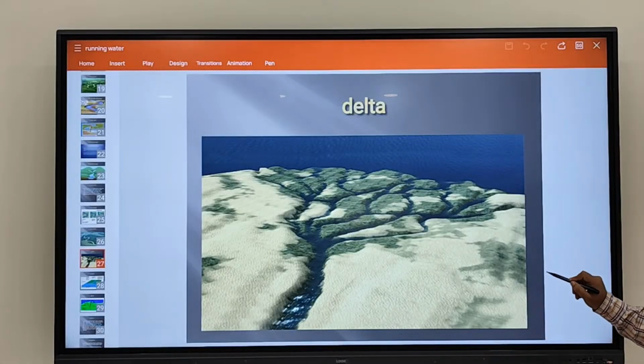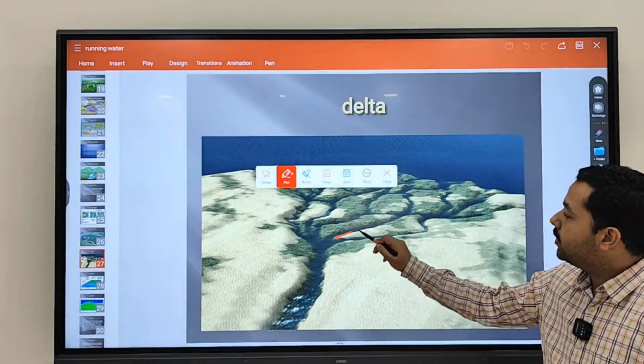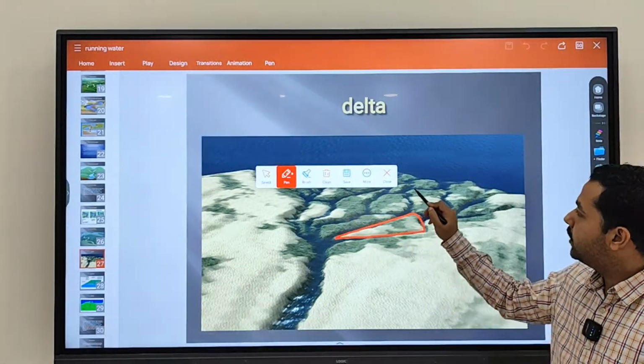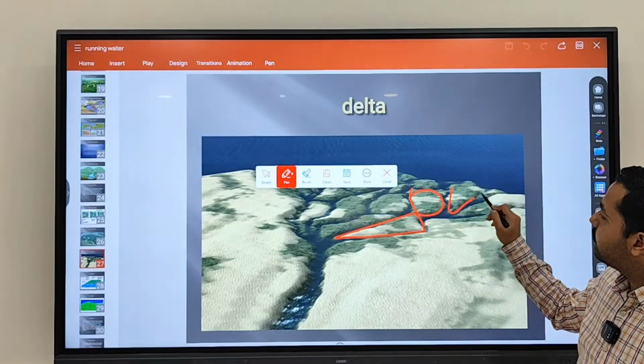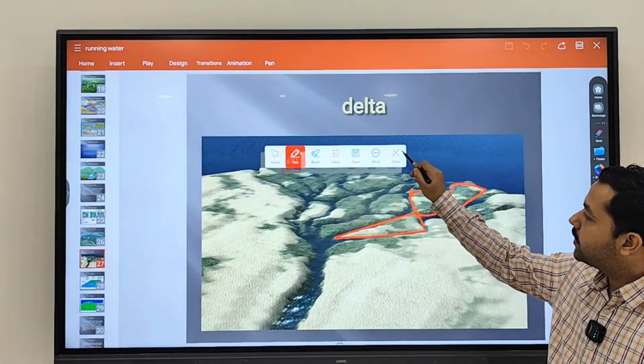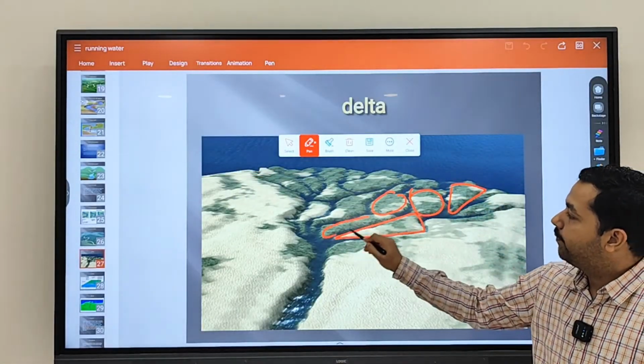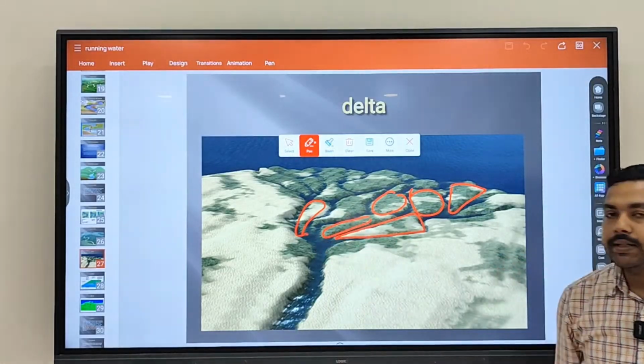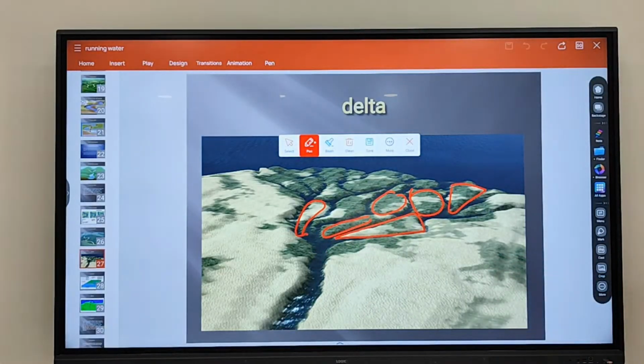So what is basically a delta? This deposition that you are seeing happening over here is called nothing but deltas. Okay, these are referred to as the deltas. So why are these deltas formed?